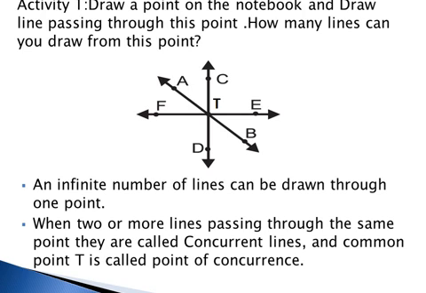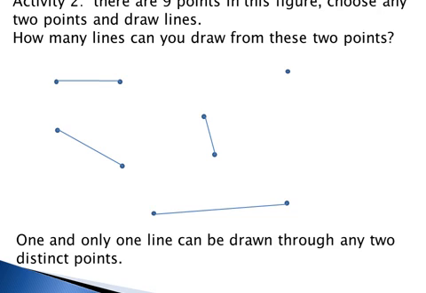There are some activities for you. Activity number 1. Draw a point in the notebook and now tell me how many lines can be drawn passing through this point. An infinite number of lines can be drawn through one point. When two or more lines pass through the same point, they are called concurrent lines, and the common point T is called the point of concurrence.